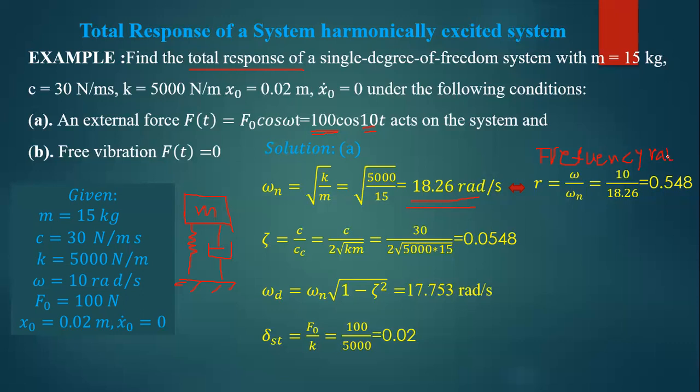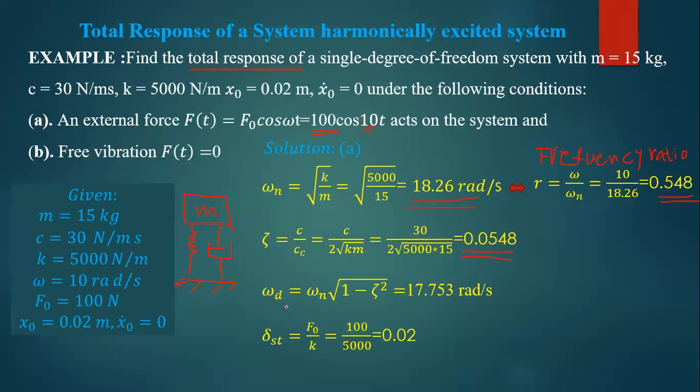So the frequency ratio is this r. Zeta is equal to c over c critical, the damping coefficient over the critical damping coefficient, so c over 2 radical km, which gives us this value. So this is the zeta value. This is a small value of zeta.